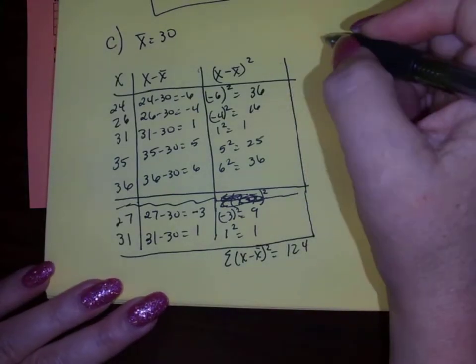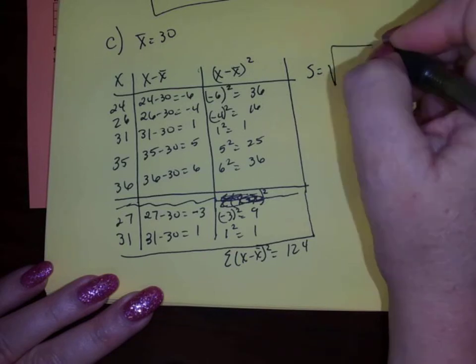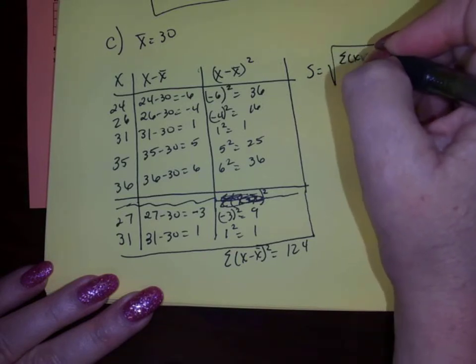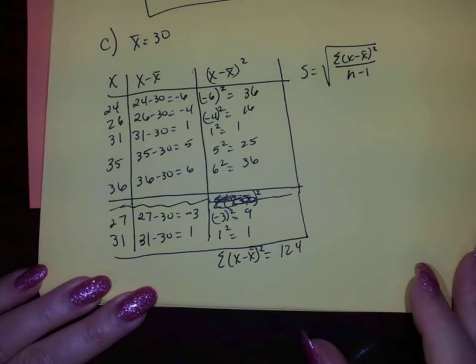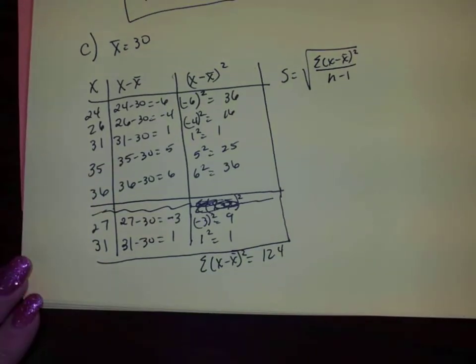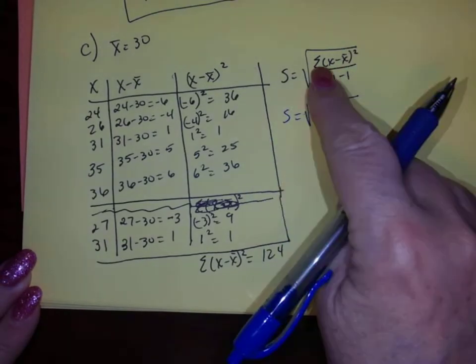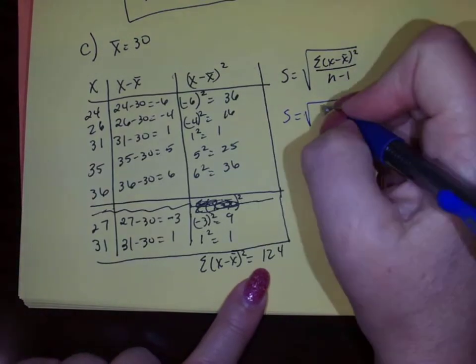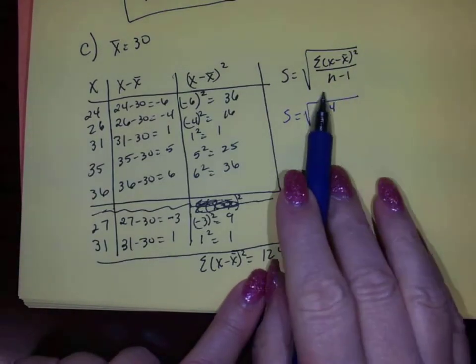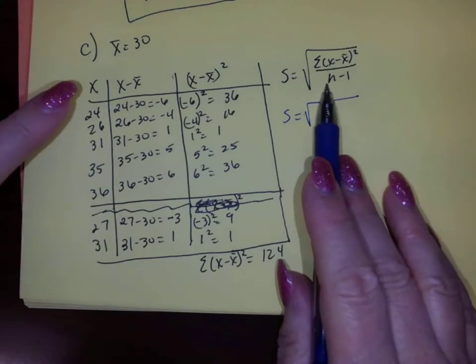All right, so the standard deviation formula is S is equal to the square root of the summation of x minus x bar squared over n minus 1. That's the formula, and we are going to use it to figure out what our S is. Now, I already know what this part is because that's my total, so that's 124. And my n is the number of values I have, which you have to make sure you have all of. I should have 7.